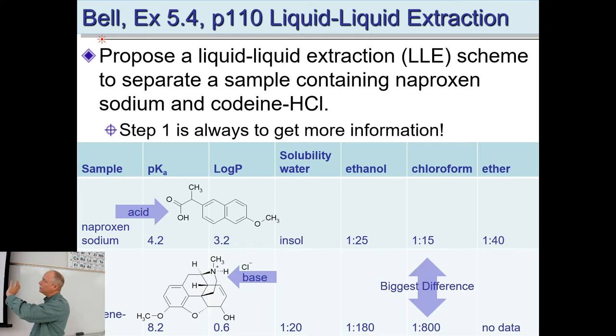And so we're looking for solubility differences in the organic phase. We're trying to pick the organic layer because we want water and some organic layer to be our two-layer extraction. So we're trying to find the biggest difference in the organic solubility. We could have ether, we could have chloroform. Ethanol and water are miscible, so that's not going to be a good organic layer. So it'd either be ether or chloroform. And this has got a huge difference, so let's use that one.